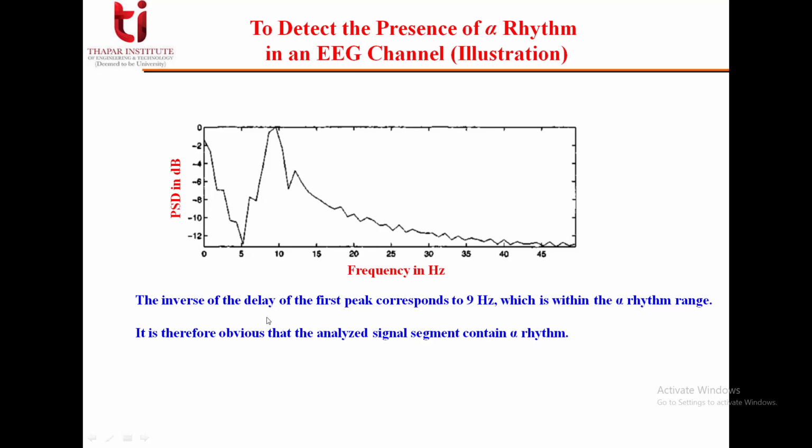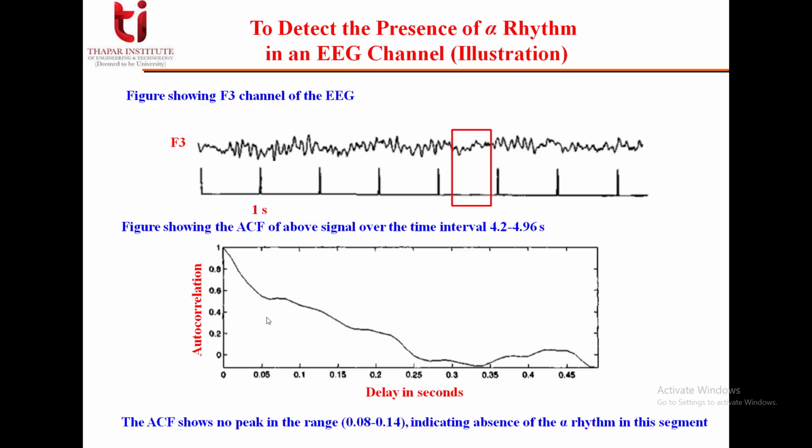So the inverse of the delay, that is, the 0.11 second of the first peak, corresponds to 9 hertz, which is within the alpha rhythm range. So it is obvious that this analyzed signal segment contains the alpha rhythm. Now let's check the other way.